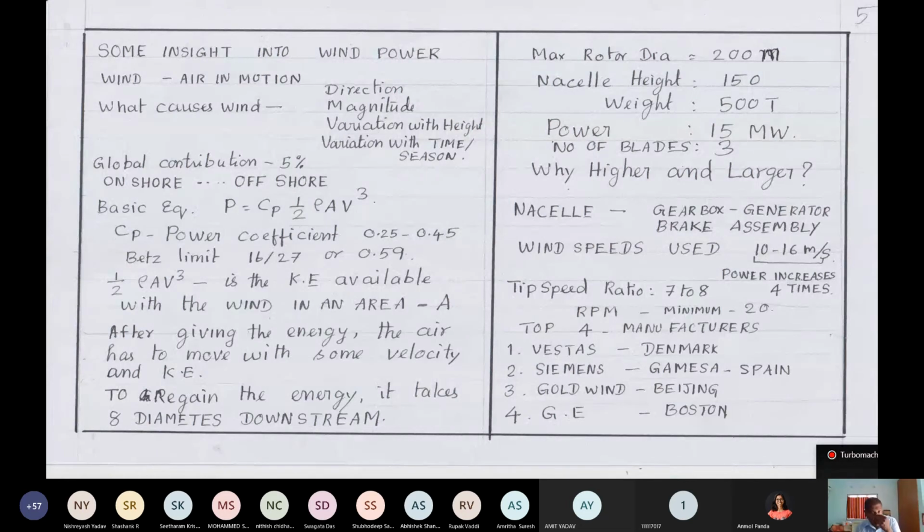Now, as I initially told, the contribution has gone up to 5%, and in India also there are so many wind farms. There are a lot of advantages. Any basic questions you would like to ask regarding this?